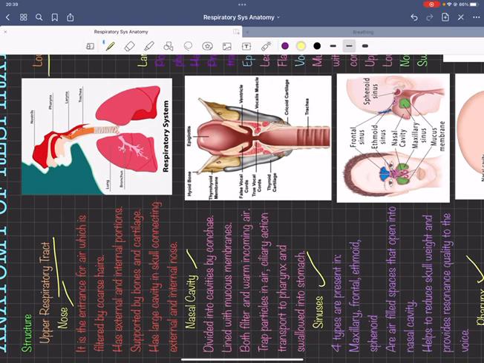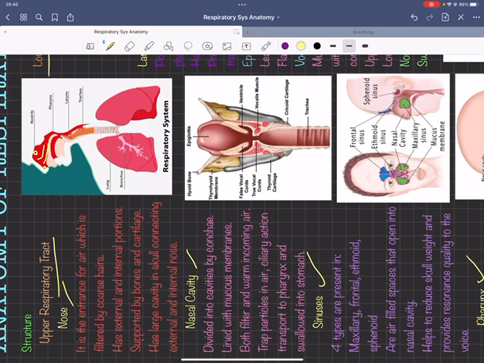It has two portions known as the external and internal, which are supported by bones and cartilages that we can see in this structure, and has a large cavity in the skull which connects the external and internal nose. In this way, the nose helps to inhale air from the atmosphere into the airway tract. The second anatomical structure involved in this process is the nasal cavity.